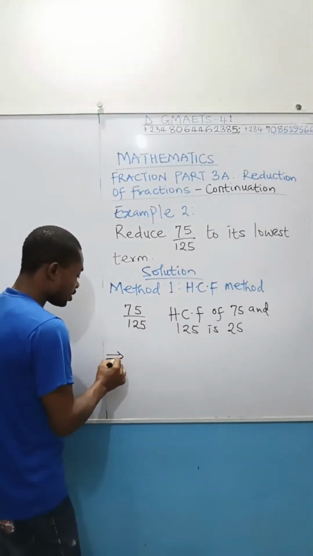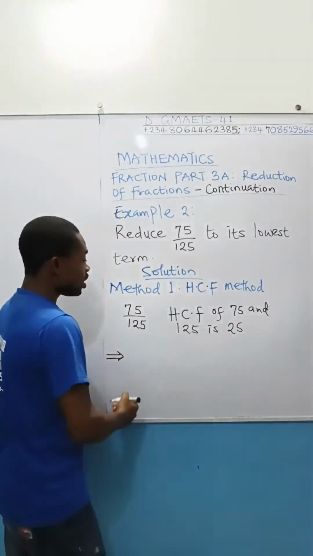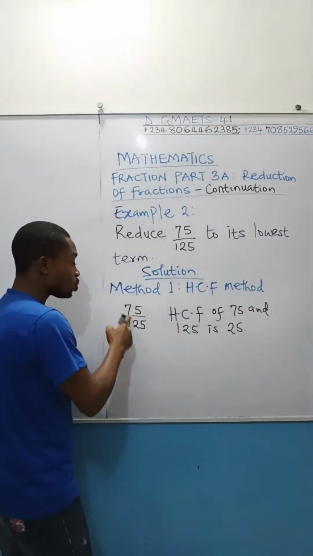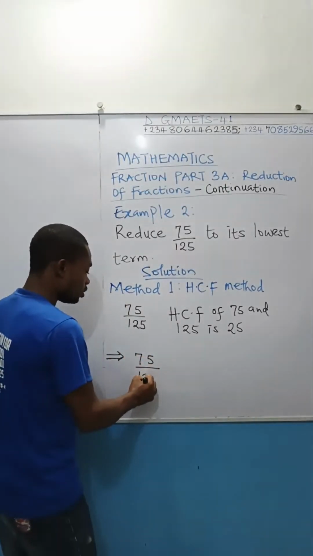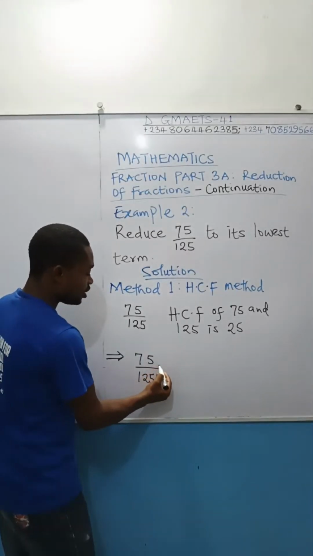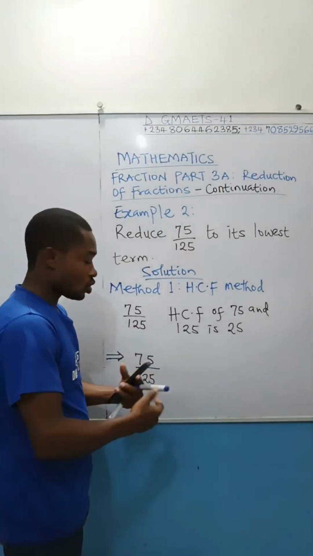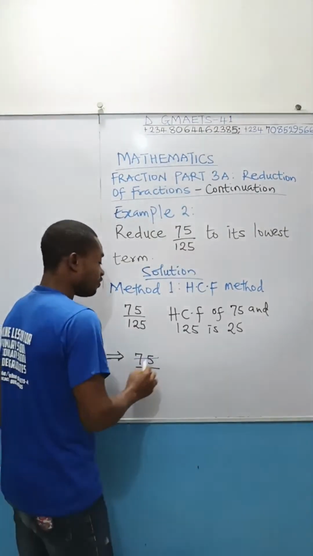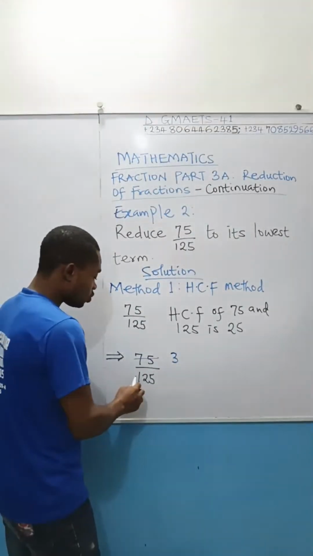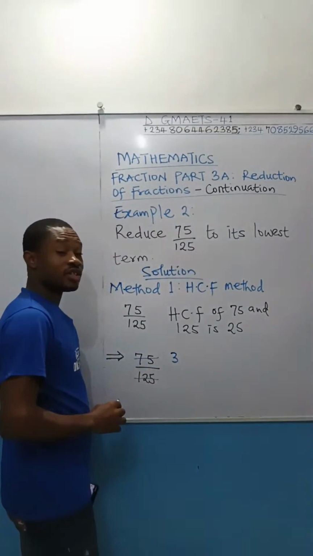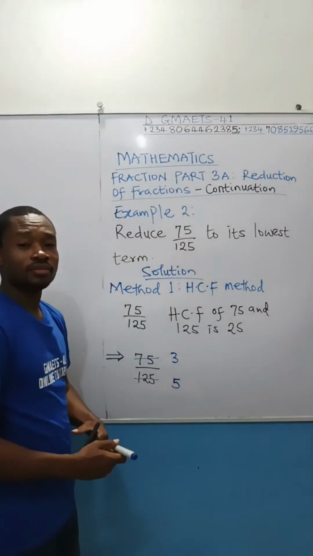This symbol in mathematics means it implies. So the implication of this is we are going to use 25 to divide this number. So we have 75 all over 125. You are dividing this by 25. You are also dividing the denominator by 25. So let's go. If 25 divides 75, you are going to get 3. If 25 divides 125, you are going to get 5.